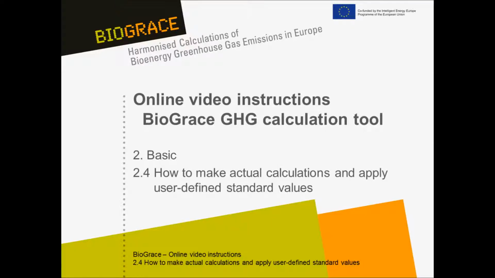This video is part of a series of video instructions on the BioGrace greenhouse gas calculation tool. This is instruction 2.4, how to make actual calculations and apply user-defined standard values. Actually, there are two BioGrace tools. There's BioGrace 1 for biofuels and BioGrace 2 for electricity, heat and cooling from biomass.